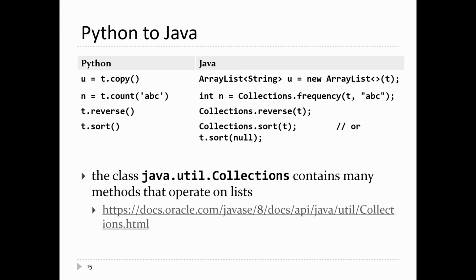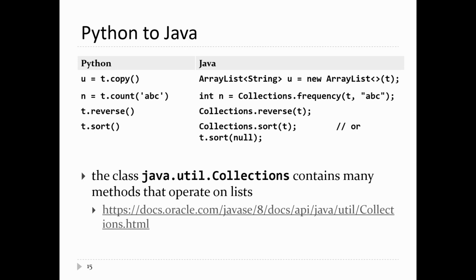Is there more? Yeah, there's more. To copy a list in Python, you can use the copy method, and that makes what's called a shallow copy of the list. In Java, you call the constructor. I want to make a new list that holds the same references as t. So in Java, you make a new list by using new, calling a constructor, passing in the list that you want to copy. And that copies a list for you.